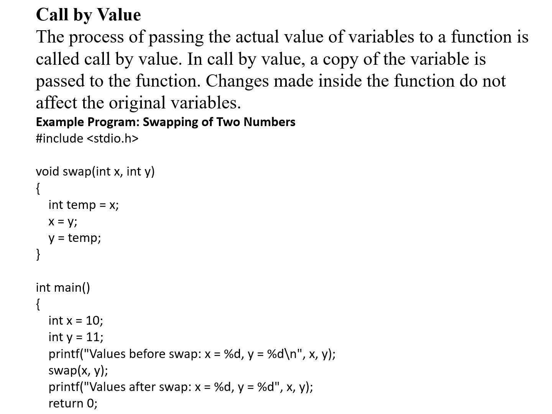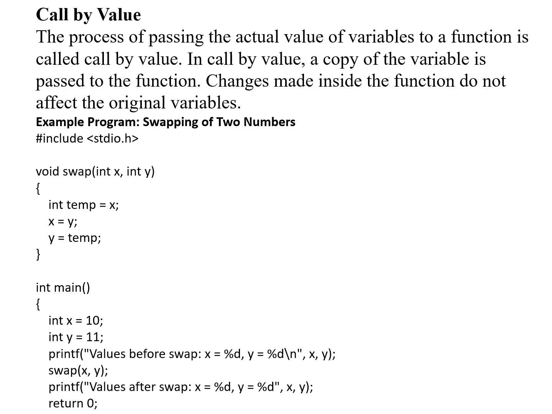Let us discuss an example: swapping two numbers. We include stdio.h as the header file, and outside the main function we write the function definition. void swap: void means it has no return value, and swap is the function name. The arguments passed are int x, int y. Inside, int temp is equal to x, x is equal to y, y is equal to temp. This is the function definition.